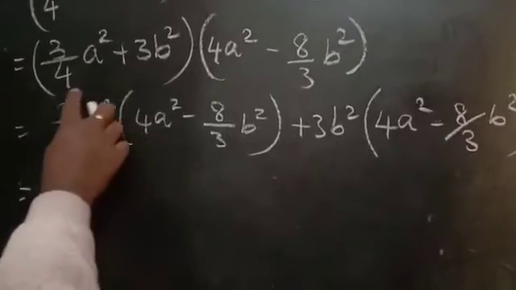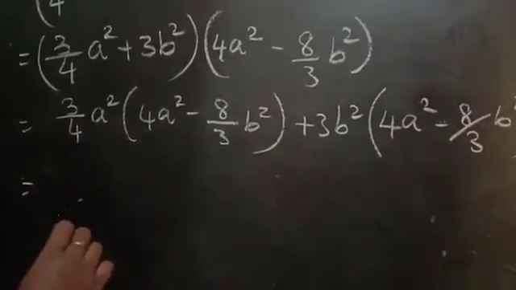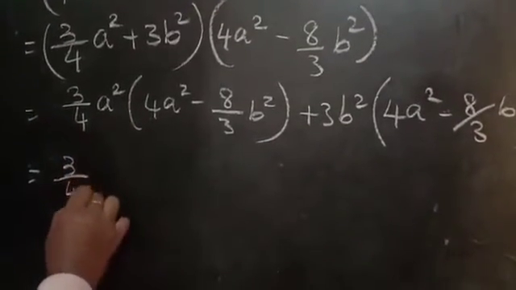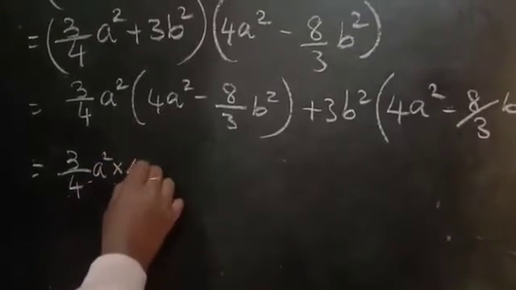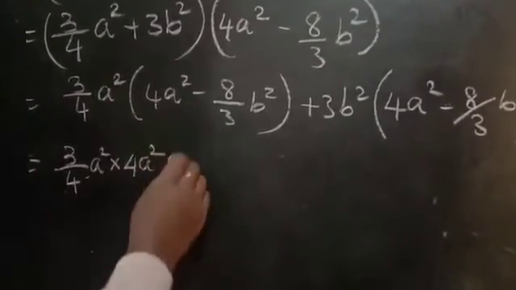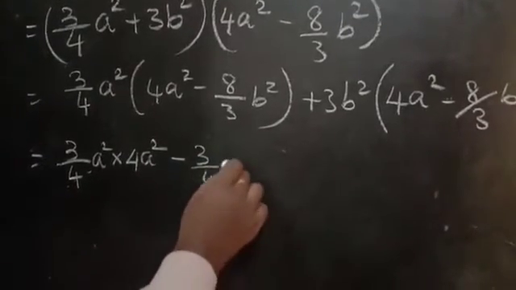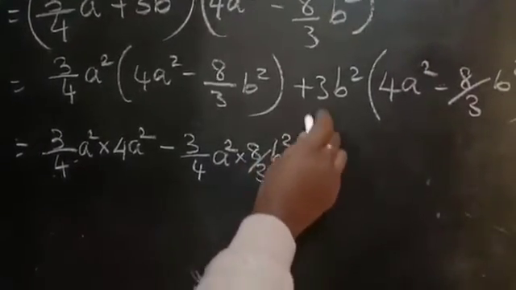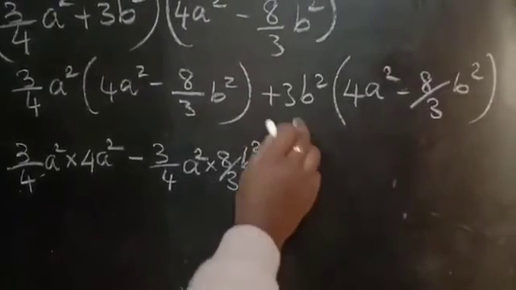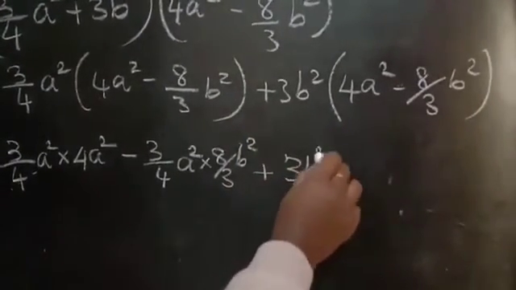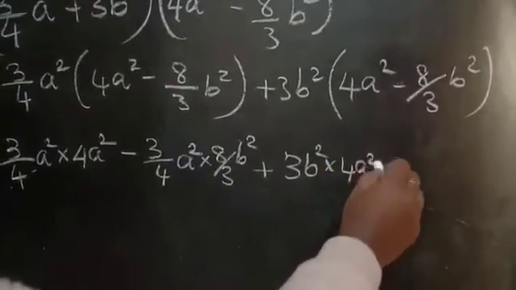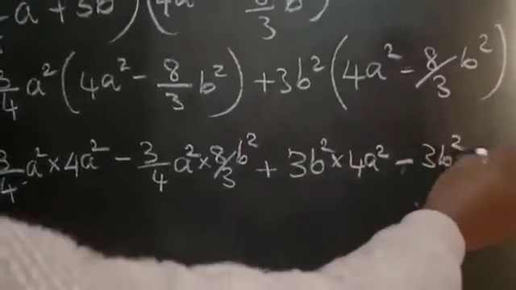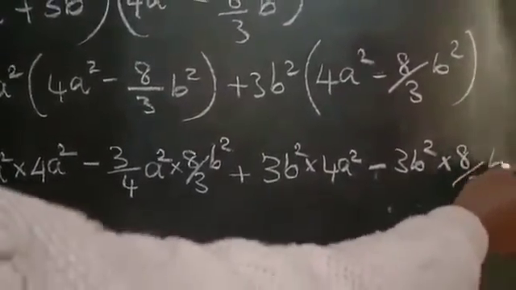Then the a square term with a square term we have to multiply, numerators we have to multiply. So 3 by 4 a square into 4a square; plus into minus, minus 3 by 4 a square into 8 by 3 b square. Then plus into plus, plus 3b square into 4a square. Plus into minus, minus 3b square into 8 by 3b square.